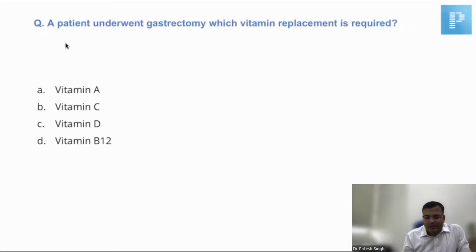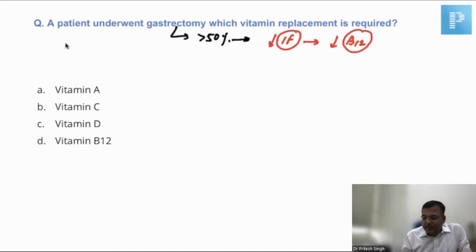So guys, see, whenever more than 50% of the stomach is removed, what happens? There is decreased intrinsic factor. And because of decreased intrinsic factor, obviously what will happen? There is decreased or impaired absorption of B12. And because of that, the patient will develop megaloblastic anemia. So we have to give lifelong parenteral supplementation. So obviously what's the correct answer? B12. What is the correct answer here, guys? B12.